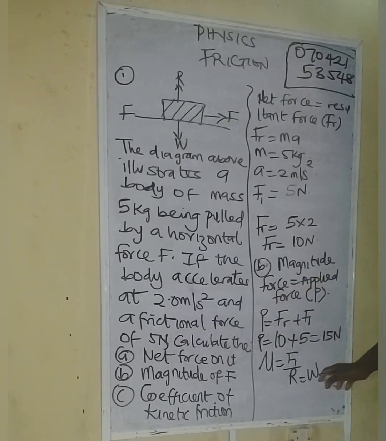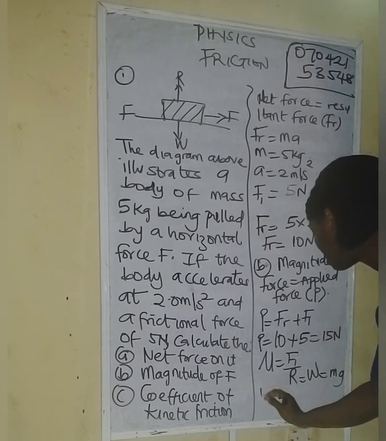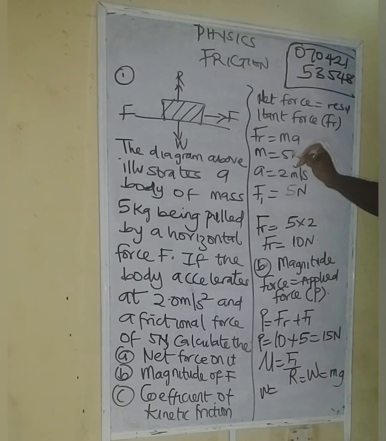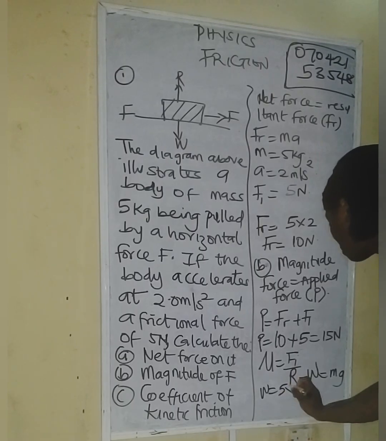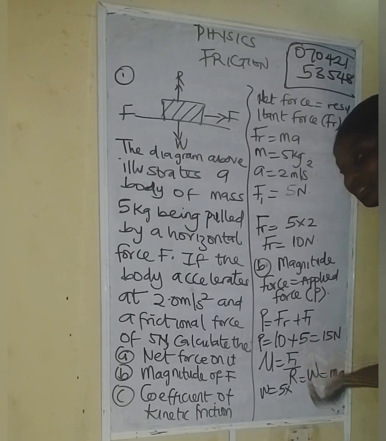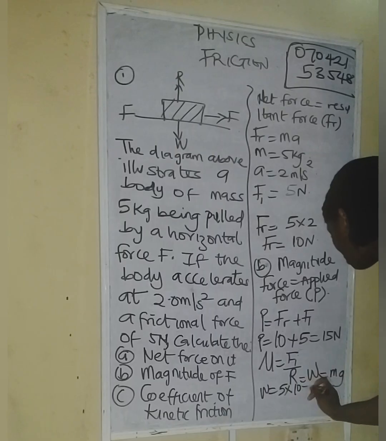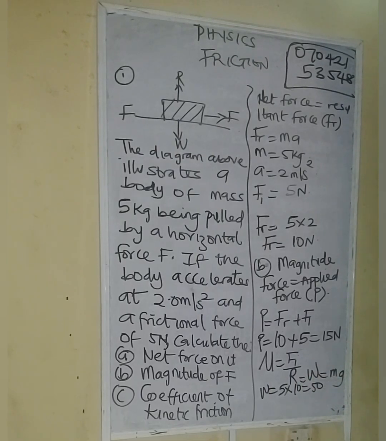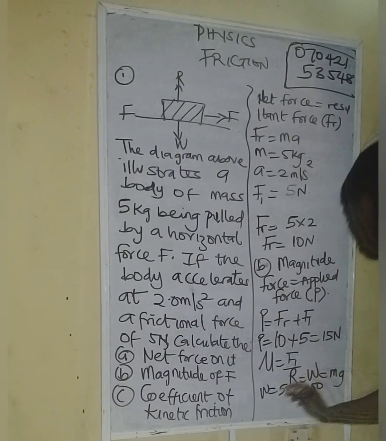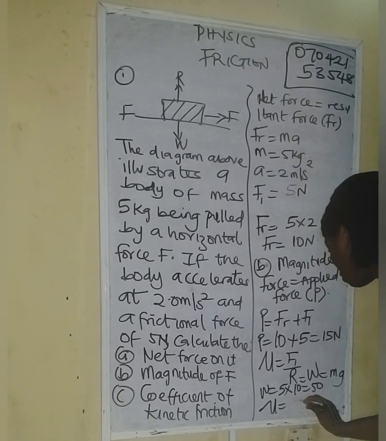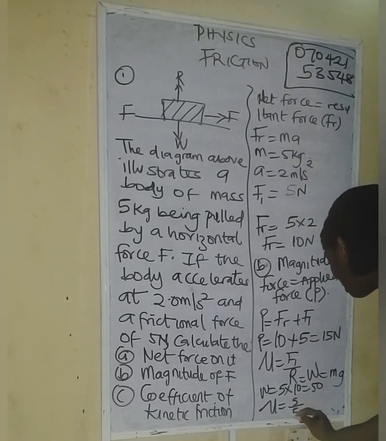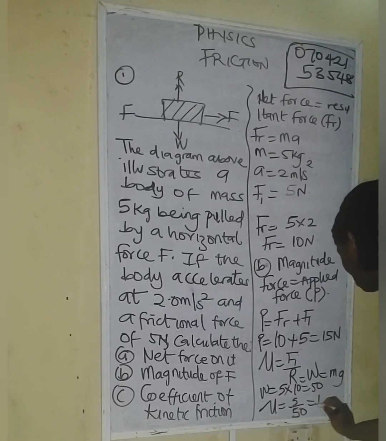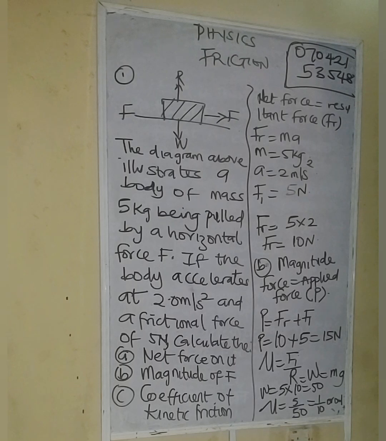Alright, so now I want to get our weight. That will be weight equals our mass, which is 5, times our acceleration due to gravity, which is 9.8 or 10. So that gives us 50. Alright, so our frictional force is 5. So the coefficient of kinetic friction equals 5 over 50. So that will give us 1 over 10 or 0.1. So the answer is 0.1. So that is for the first question.